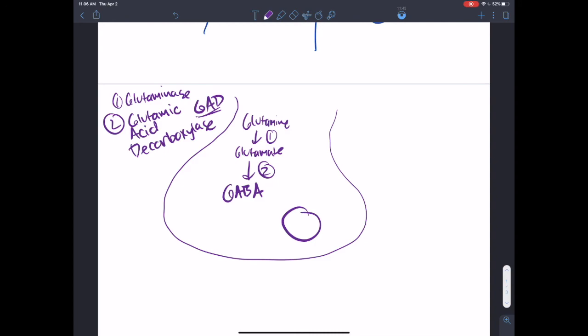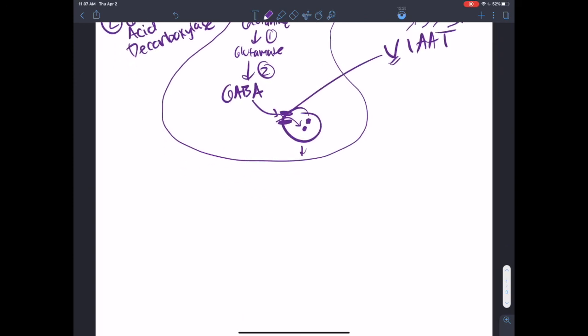Then you have a vesicle that has something called a VIAAT. Again, this is just a stupid naming mechanism. They're saying vesicular inhibitory amino acid, again, this helps you remember that GABA is an amino acid neurotransmitter. So this is an inhibitory amino acid transporter that's on the vesicle. So this is going to be what gets GABA into the synaptic vesicle. So here's GABA. This binding is going to lead to the release of GABA.